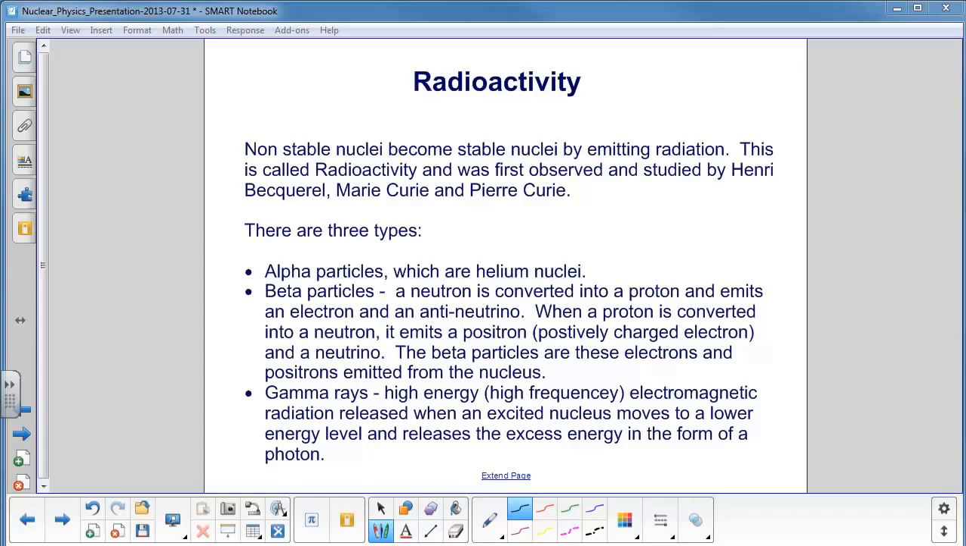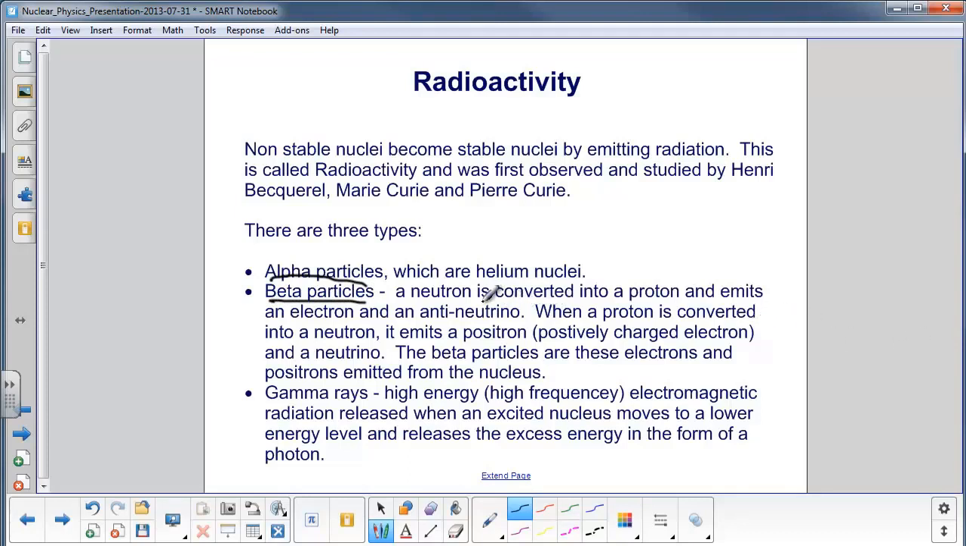Non-stable nuclei become stable nuclei by emitting radiation. This is called radioactivity, and it was first observed and studied by Henri Becquerel, Marie Curie, and Pierre Curie. There are 3 types. We have alpha particles, which are helium nuclei. So that's 2 protons and 2 neutrons coming out together. That's a helium nucleus. We have beta particles, and this is a result of the weak nuclear force.